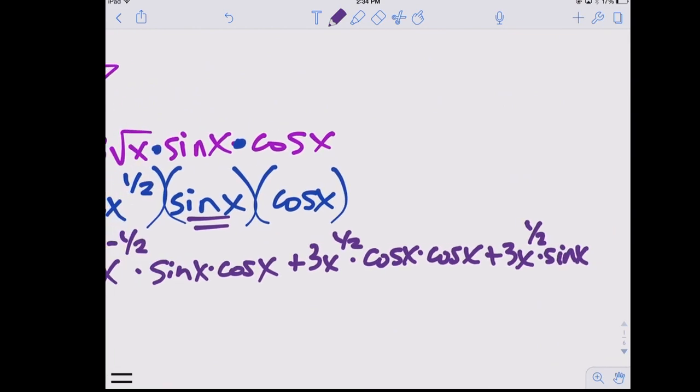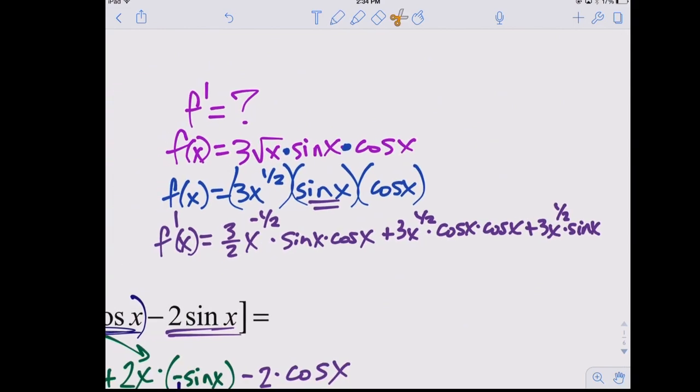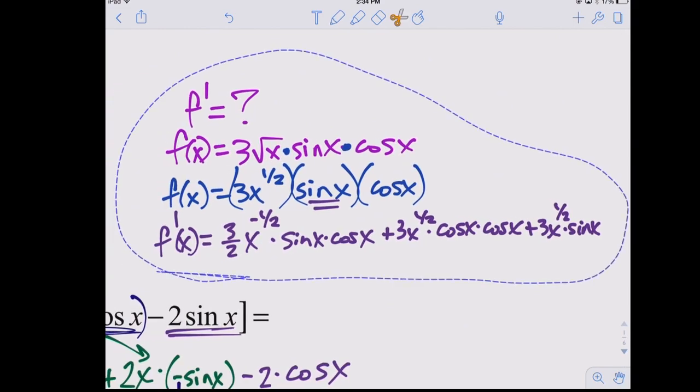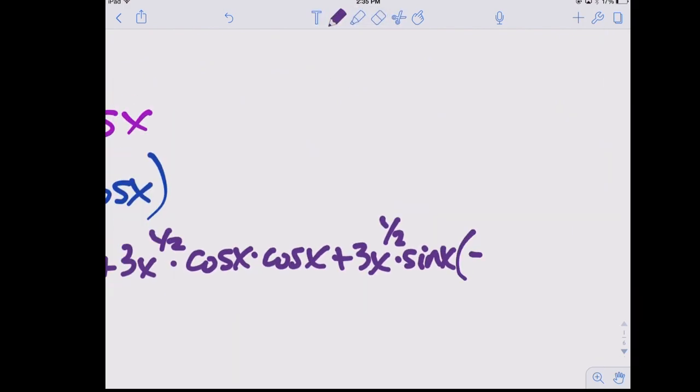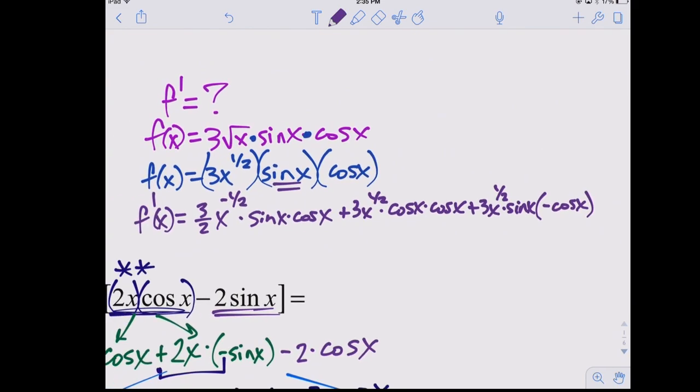Cosine. What's the derivative of cosine? Negative sine. And again, if you forget the negative, you are running the risk of making a careless mistake. So negative cosine. And again, that's it. That's the derivative.